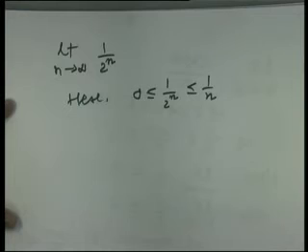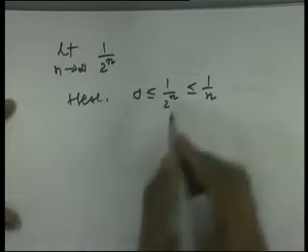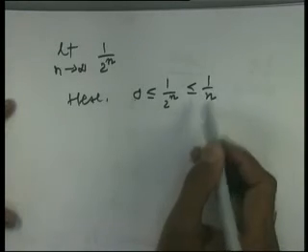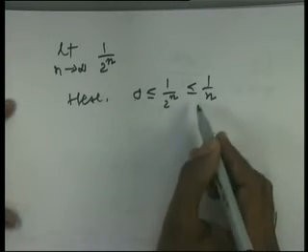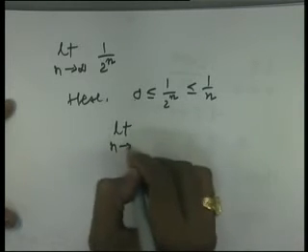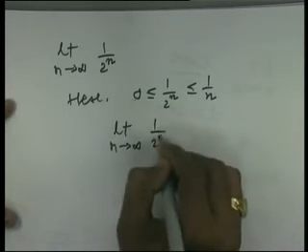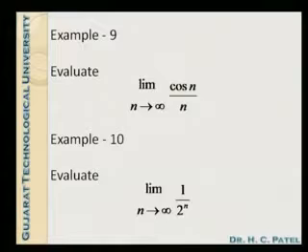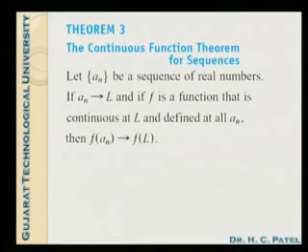By simple comparison we can say 0 is less than or equal to 1 upon 2 raised to n, which is less than or equal to 1 by n. Now if we apply limit n tends to infinity on both sides, we can see that the limits are 0. So by Sandwich theorem we can say that limit n tends to infinity 1 upon 2 raised to n is equal to 0. So this is also possible for this sequence by Sandwich theorem.